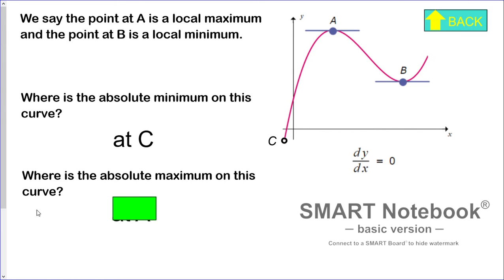Where's the absolute maximum on this curve? Well, since the curve is restricted, the absolute maximum is going to occur at A. Okay? So we talk about maximums and minimums, and we also talk about turning points.